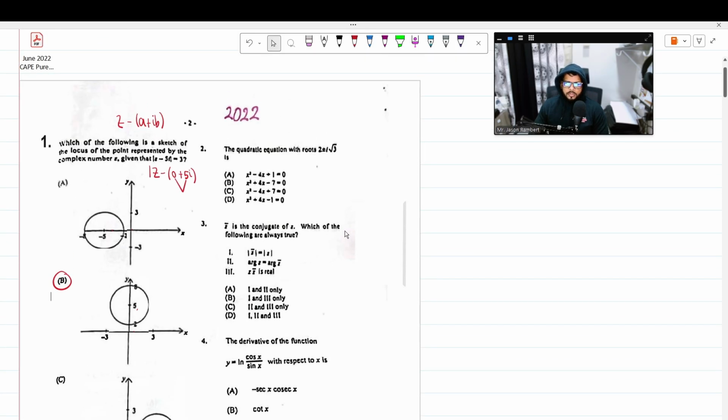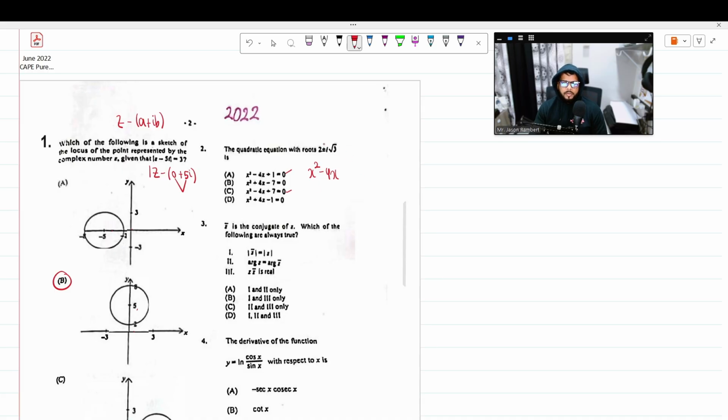The quadratic equation with roots 2 plus or minus i root 3. This was a repeat question, directly as we saw it in the last paper. When I add the two roots together, I'll get 2 plus i root 3 plus 2 minus i root 3. So 2 and 2 is 4. So it's x squared take away 4x. It's either this or this.